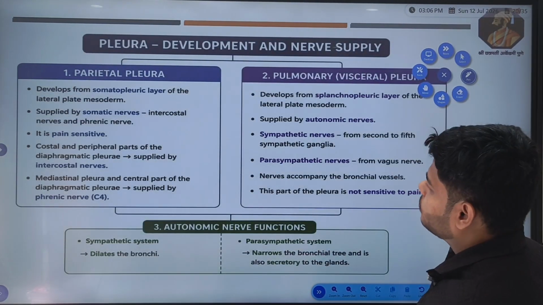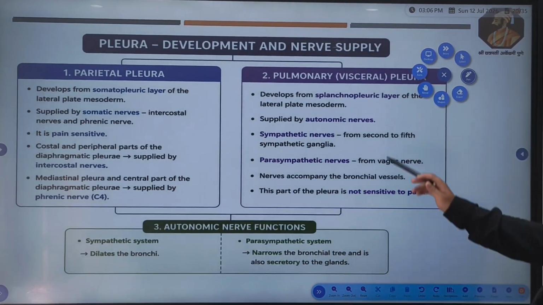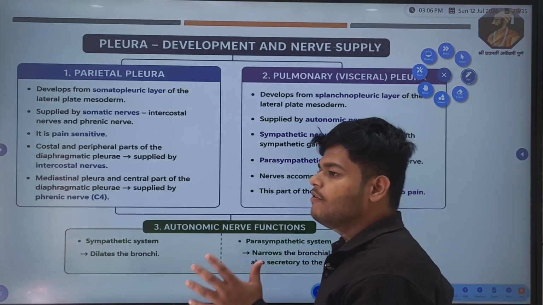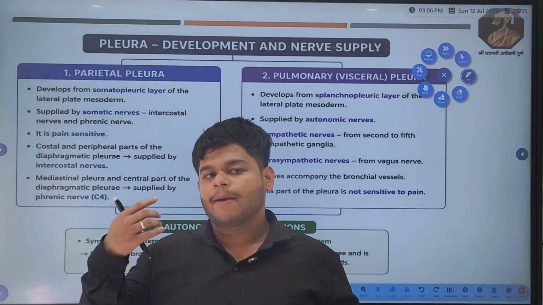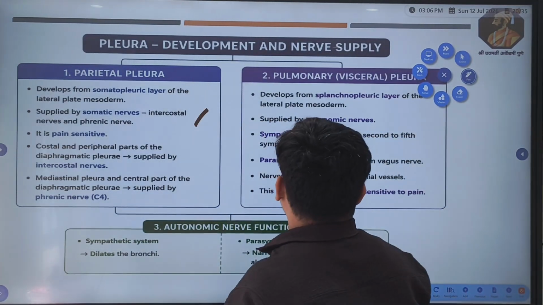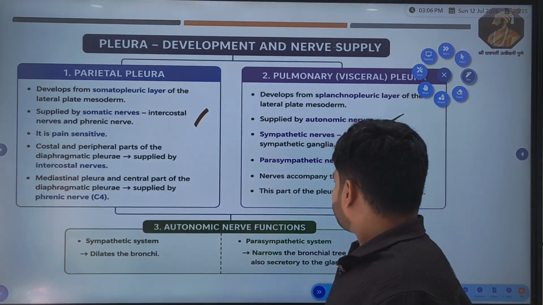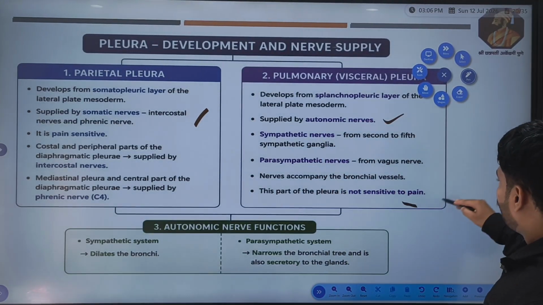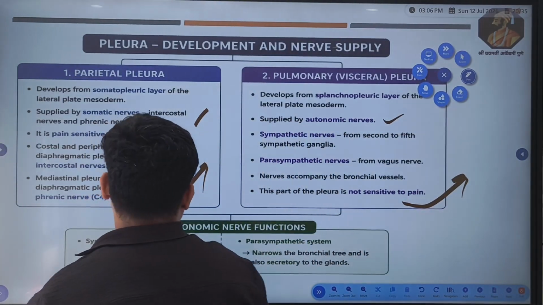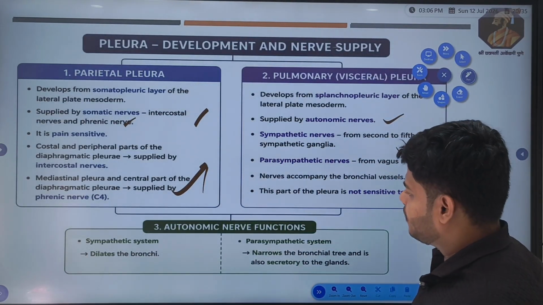Pleura, development and nerve supply. Parietal pleura develops from the somatopleuric layer, and visceral pleura develops from the splanchnopleuric layer of the lateral plate mesoderm. We will learn the details when we study embryology. Parietal pleura is supplied by somatic nerves, and visceral pleura by autonomic nerves. See the difference: parietal is sensitive to pain because it is a somatic nerve which we can feel, and visceral is an autonomic nerve, so it is not pain sensitive.